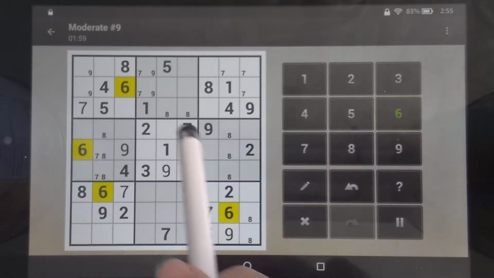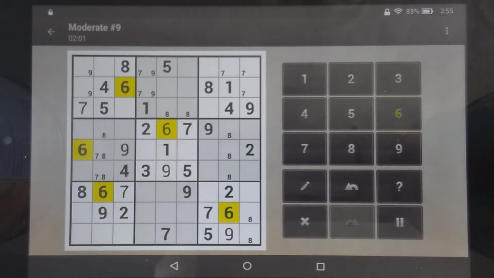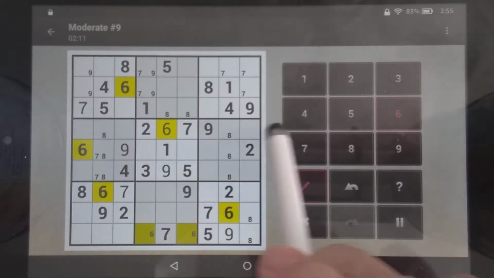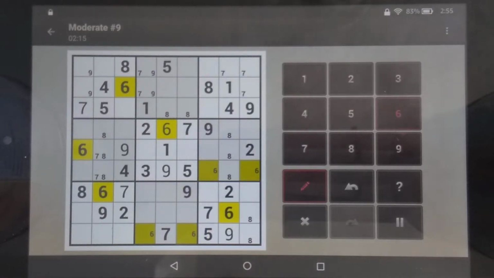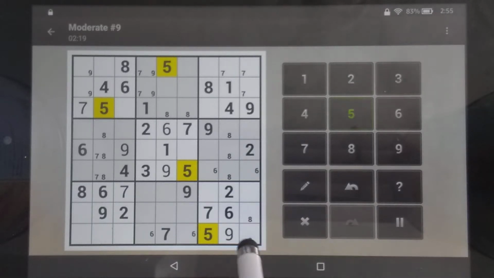That 6 blocks both of those, leaving only that space left. These two 6s block those two rows, and therefore that's what's left there. These two rows are blocked, this column is blocked, so that 6 has to be one of those two. And 5s, oh good. This 5 blocks this entire row, making that the 5.